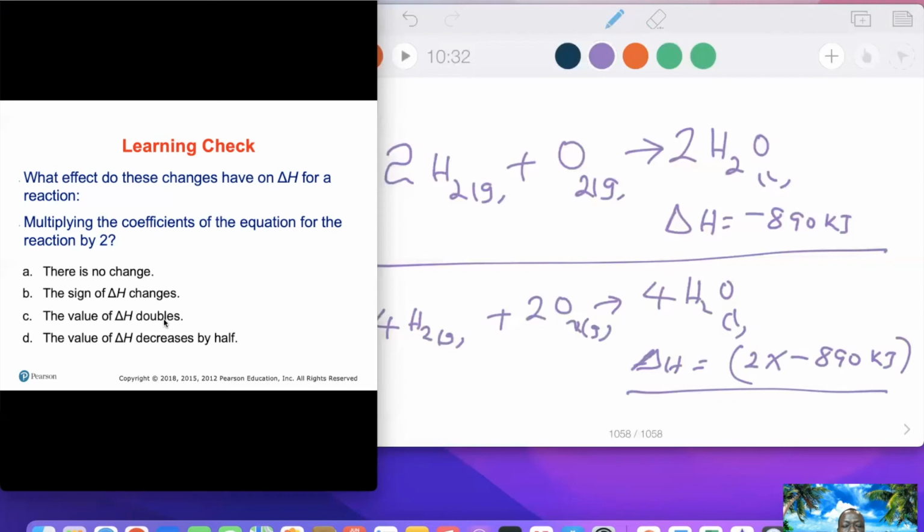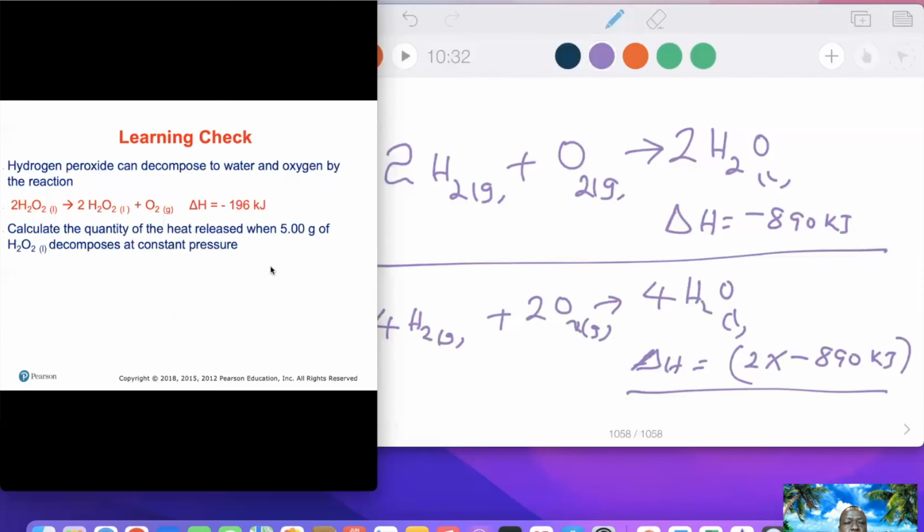If we divide by 2, it will do what? It will reduce by a half. We will need this concept when we get to Hess's law, section 5.6. So remember that.